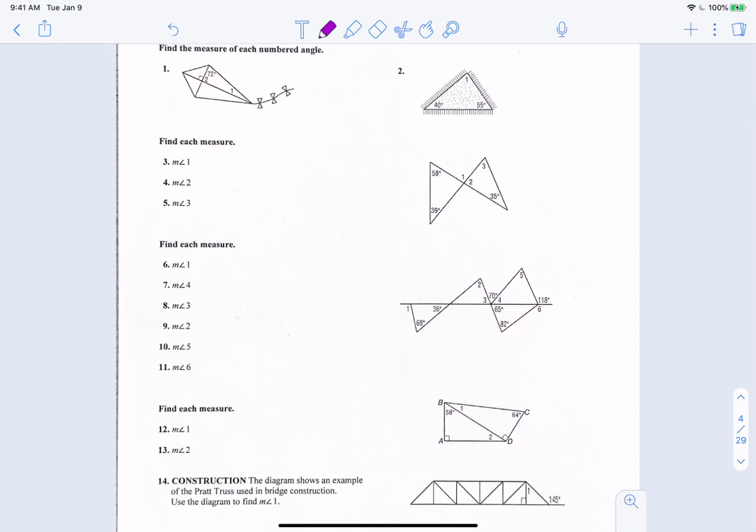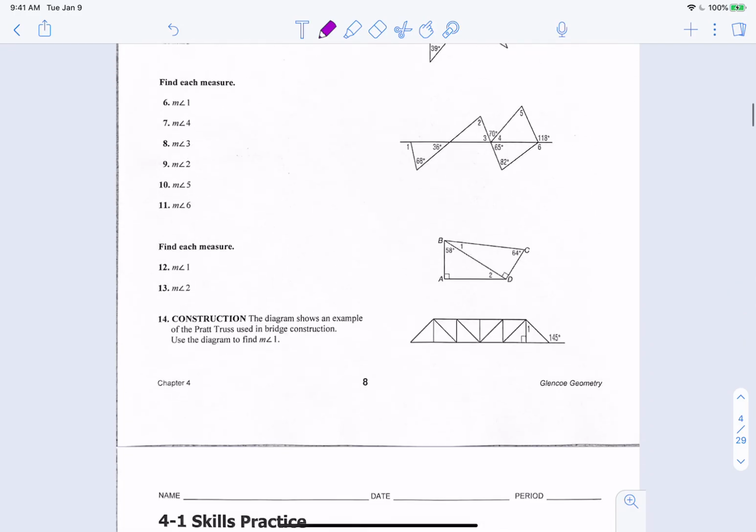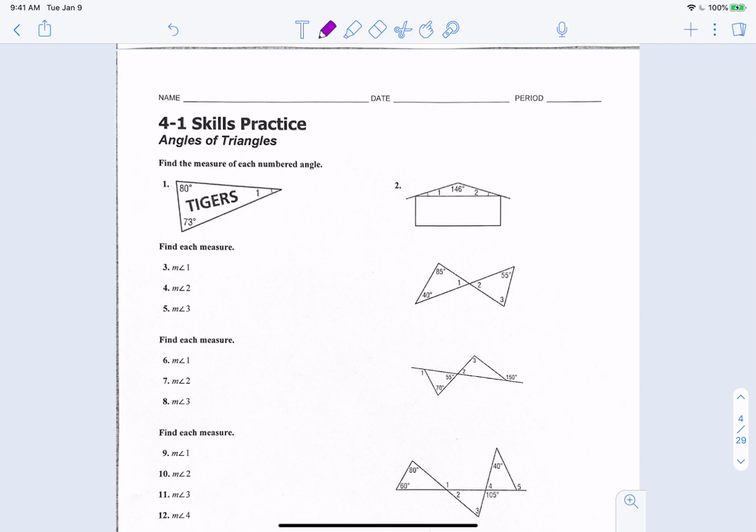So you have these diagrams here. Don't do it yet. We've got to get our papers. What is your assignment? To do that on both sides.